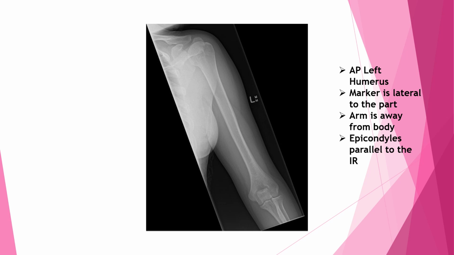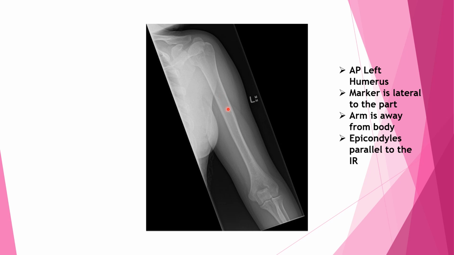If we look at another AP left humerus, notice that the marker is placed lateral to the part, meaning to the side of the part. Now, typically I would tell you if this is a left, you would want it to the left of the part, so in here. But sometimes you can see breast tissue right here. Sometimes you might be concerned that the patient drops their arm and gets it in soft tissue. So to put it outside like this is perfectly acceptable as long as it's anatomically correct.